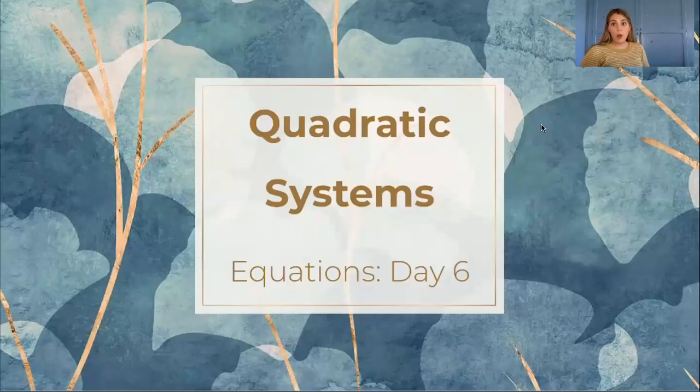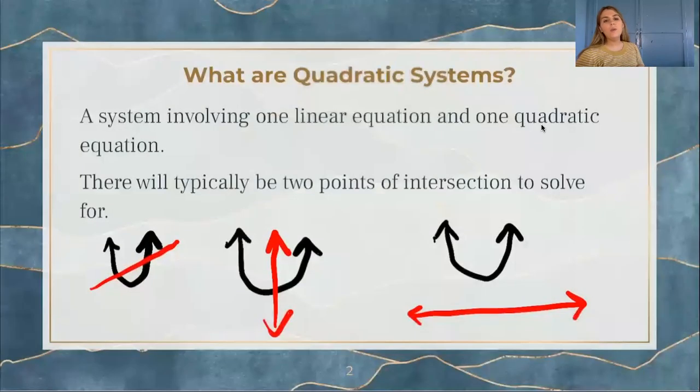Today, we're going to talk about quadratic systems. So when we think of quadratic systems, think of systems of equations. Just instead of having two linear lines, we're going to have a quadratic line and a linear line. So I have three examples written at the bottom.